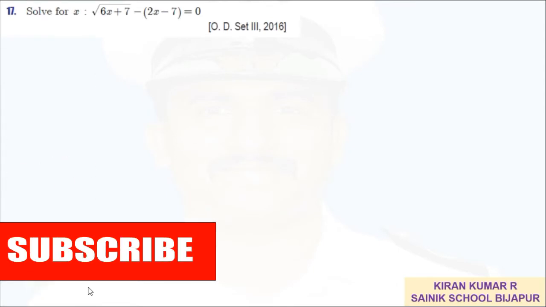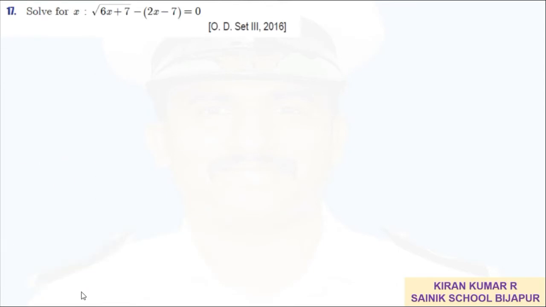Hello students, let us continue the session on revision of quadratic equations. We had solved till question 16, we shall continue from question 17 onwards. Question 17 is solve for x: root of 6x plus 7 minus 2x minus 7 equal to 0.